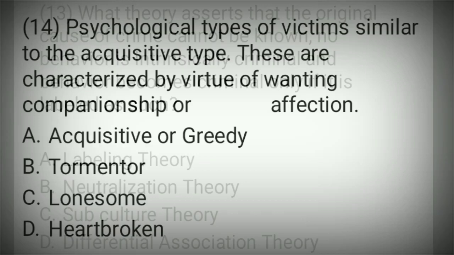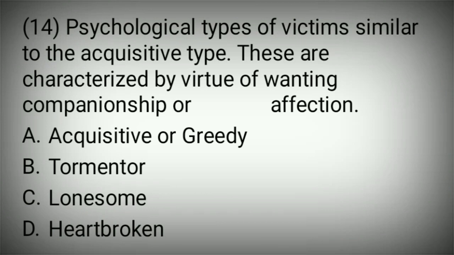14. Psychological types of victims similar to the acquisitive type. These are characterized by virtue of wanting companionship or affection. A, Acquisitive or greedy. B, Tormentor. C, Lonesome, or letter D, Heartbroken.